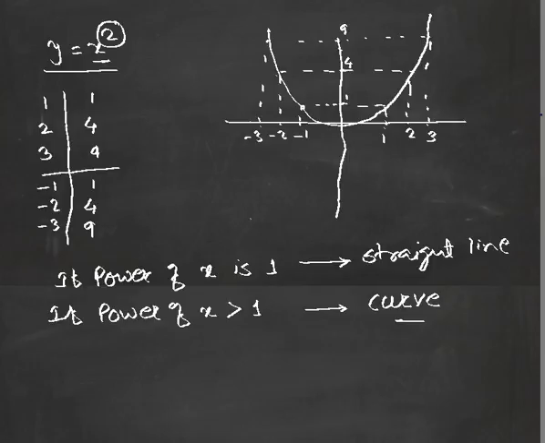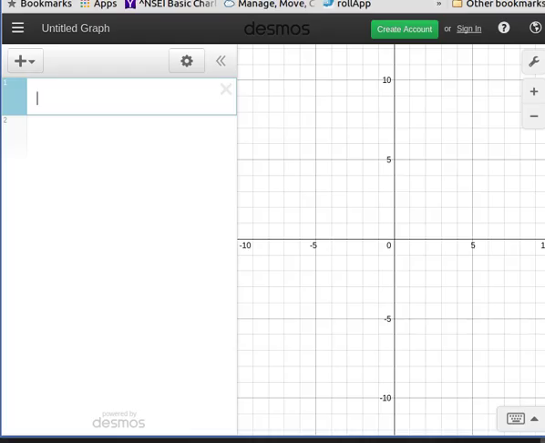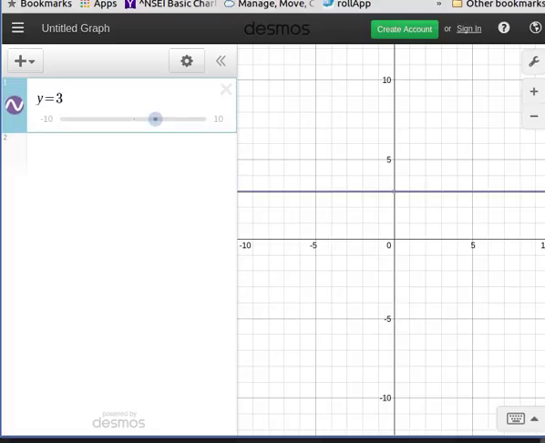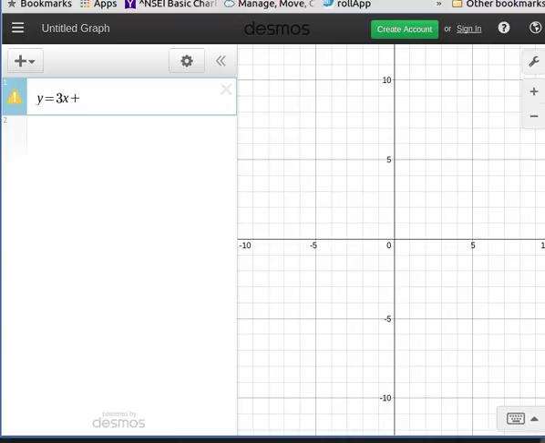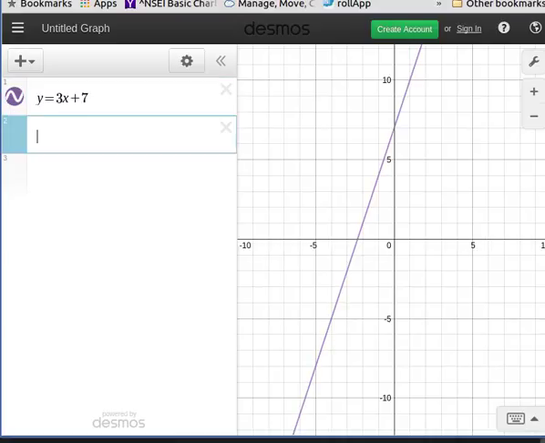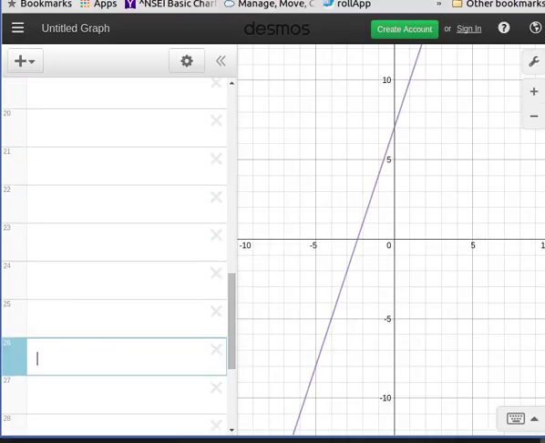Now there is a very nice website, www.desmos.com. It is a very nice tool you can try out. Let me demonstrate what we have done in the previous steps. I will write here the function y is equal to 3x plus 7. It shows the graph here. Here is the graph of y is equal to 3x plus 7.